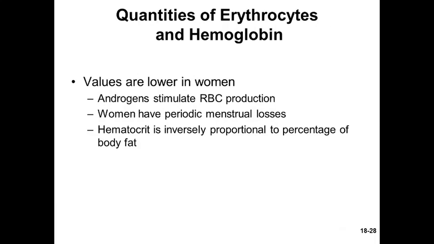Now, I've already mentioned to you the averages that are found in the hematocrit. And so why is it that women have a lower hematocrit or a lower percentage of red blood cells? Well, one, testosterone and other androgens stimulate red blood cell production, and this is to keep up with the higher percentage of muscle found in males. Women have periodic menstrual losses, so the monthly gift also contributes to a lower value, and hematocrit is inversely proportional to the percentage of body fat. And so women by nature have a higher percentage of body fat, and so they have a lower hematocrit.